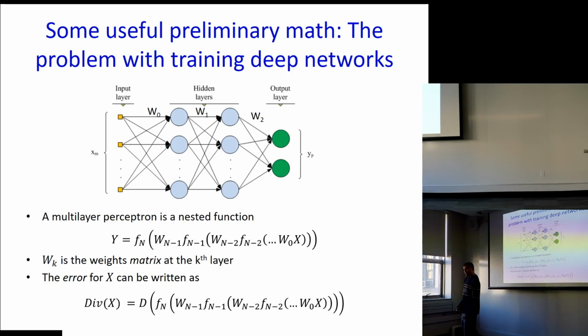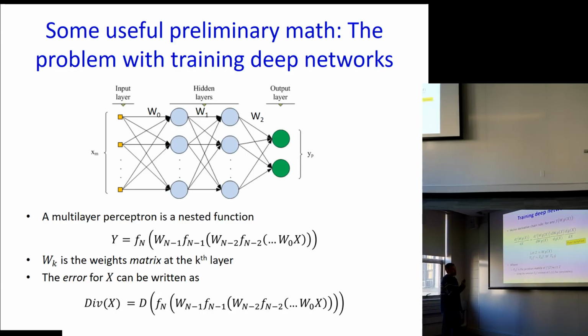It's a vector function, right? So here, these W's are the weights matrix at the kth layer. Now, the error for any x, which I'm just representing as the divergence as a function of x over here, is the divergence between the output of the network and some desired value, which I have not explicitly represented.